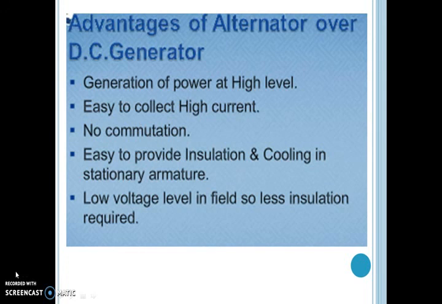And the advantages of alternator, that is AC generator, over DC generator. First one is generation of power at high level, and it is also easy to collect high current, and there is no commutation. It is easy to provide insulation and cooling in the stationary armature. So this is the main advantage of the stationary armature in the case of the AC generator. And also low voltage level in field, so less insulation is required.